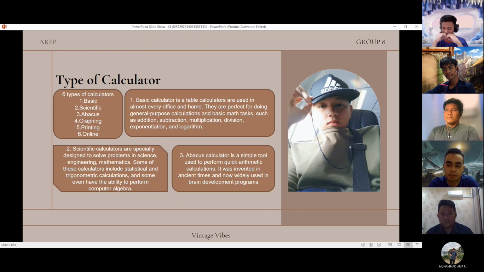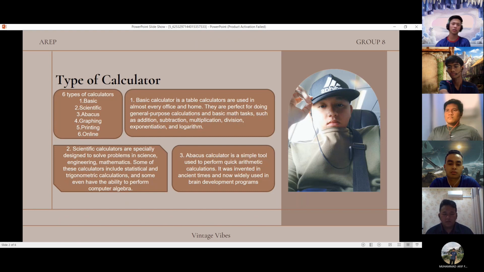First of all, basic calculator is a table calculator used in almost every office and home. They are perfect for doing general purpose calculation and basic tasks such as addition, subtraction, multiplication, division, exponential, and logarithm.